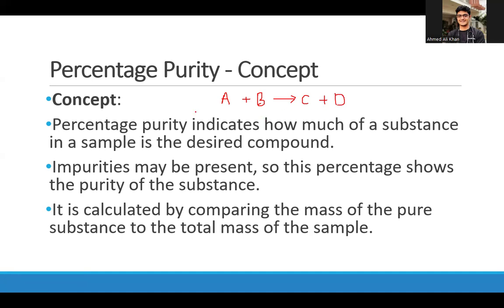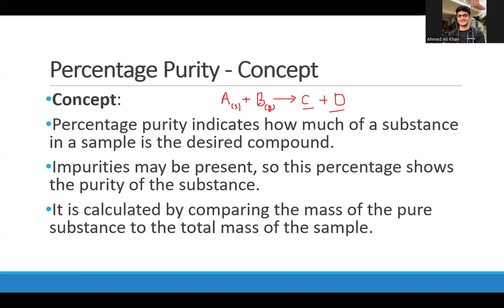For example, let's say B is the solute, and A is the solid that you just put into the solute. You dropped a piece of A into B. B is a liquid, and you allowed them to react. When A reacts with B, this will produce C and D.